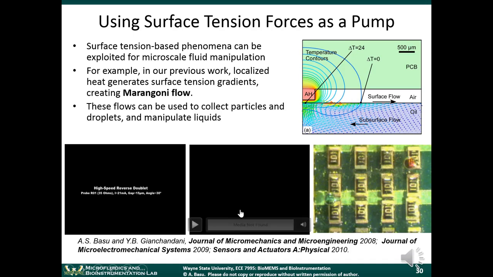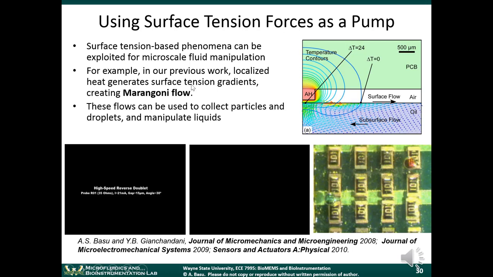That uses surface tension. I guess the links aren't working right now. I'll describe this to you, and we can show you my website where I have these videos up there. Surface tension-based phenomena can be exploited for microscale fluid manipulation. Electrowetting was another example of that.